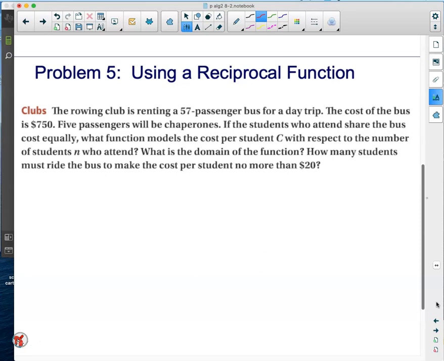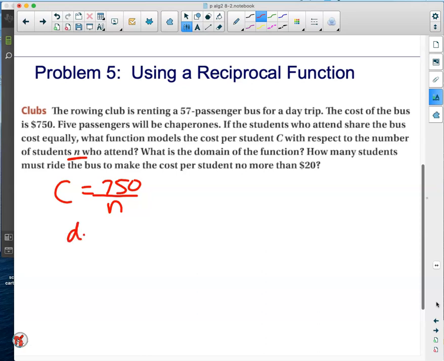And I'm going to stop right there because my first thing to figure out is, are we talking direct or inverse variation? As more people go, will they have to pay more money or less money? And they're going to pay less. The more passengers they have, the better. So the cost equals our money value, that was $750, divided by how many students share that cost. And they'd like us to use N for the students. So it's going to be 750 divided by however many people they can get to go.